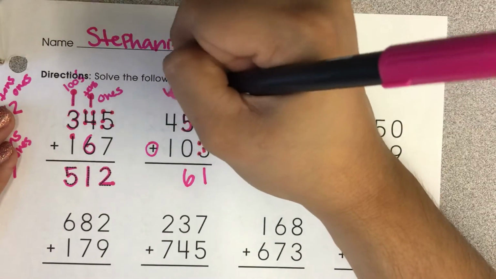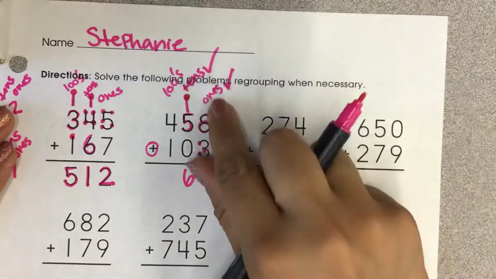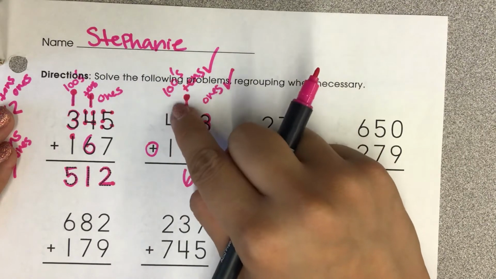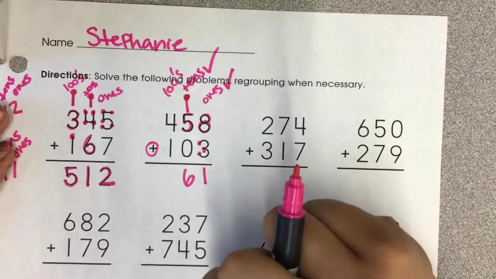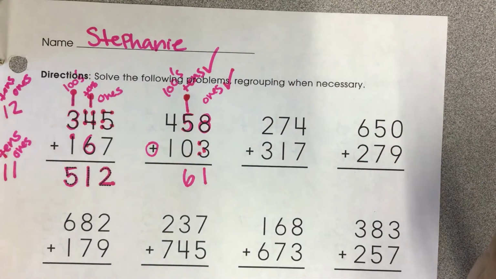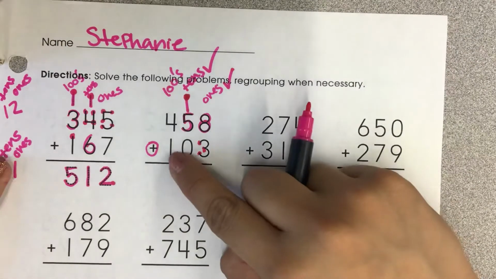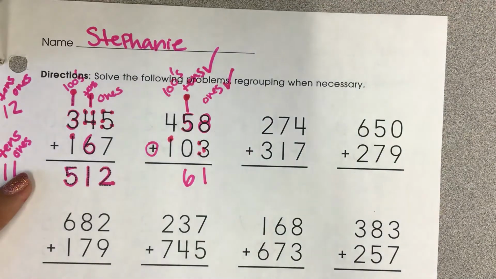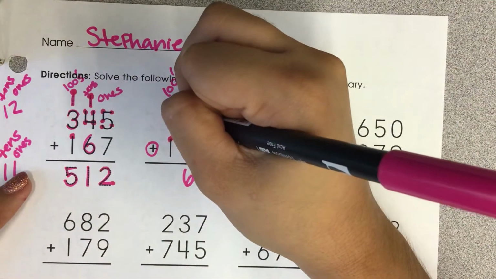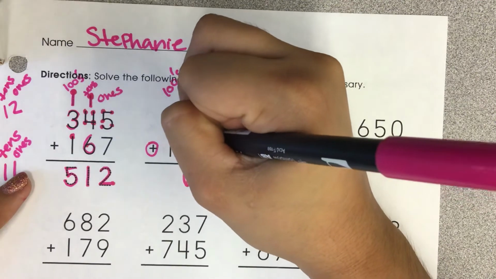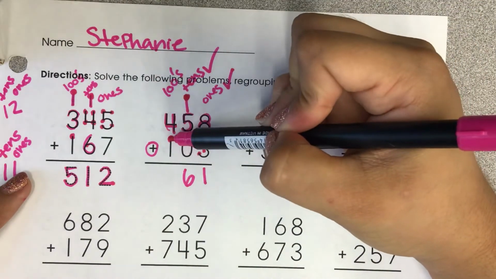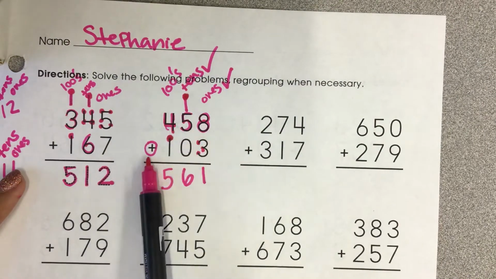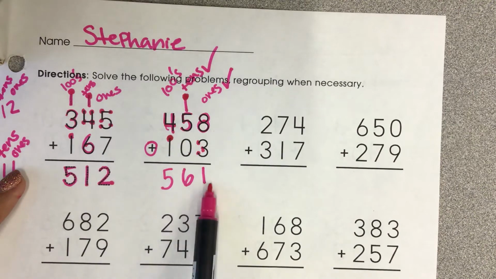Now we're going to move over to the 100 spot because we already did the 1 spot, we already did the 10 spot. Now we're moving on to the 100 spot. So between 4 and 1, which number am I going to add touch points to? That's right. I'm going to add touch points to the number 1 because it is smaller than 4. So let's go ahead and count starting with our 4 because it's our greatest number. 4, 5. Good job. So the answer to 458 plus 103 is 561.